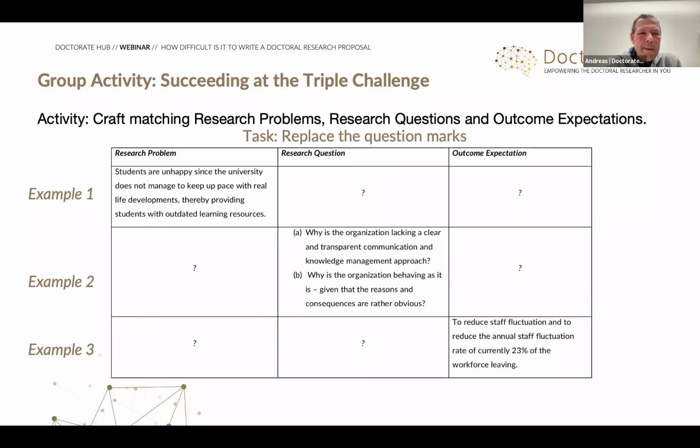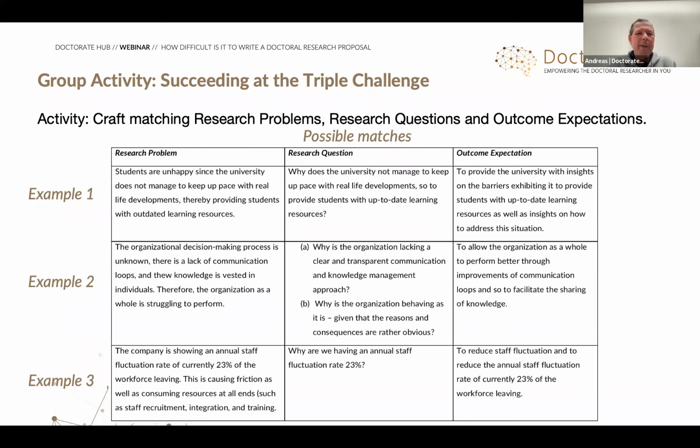Students are unhappy since the university does not manage to keep up pace with real-life developments, thereby providing students with outdated learning resources. So that's the problem statement. What are possible questions to that? And what might the research be aiming for? Anyone? Okay, let's look into possible matching cases.